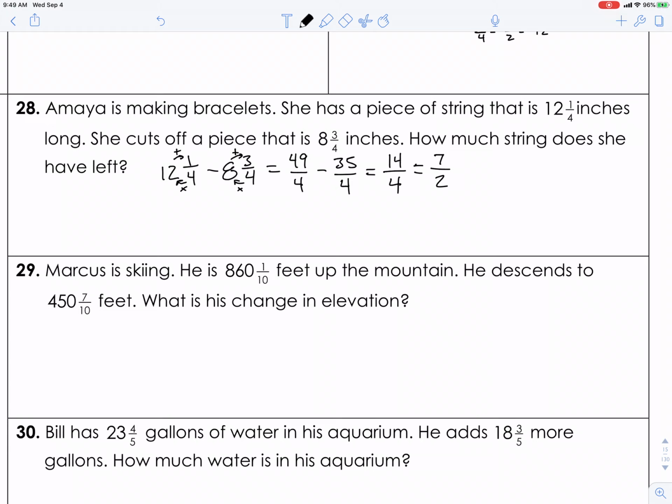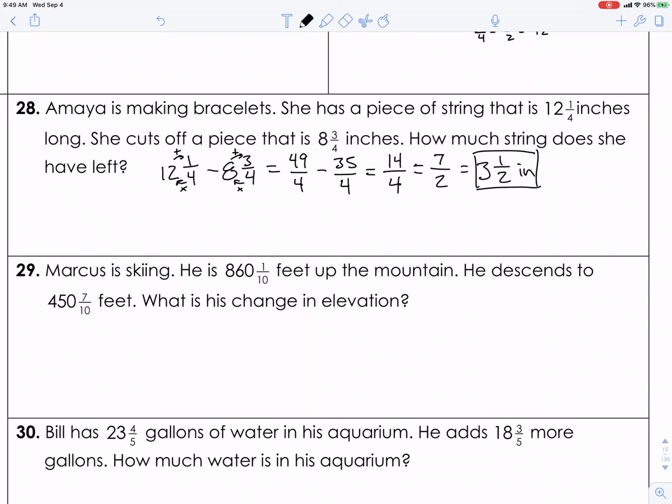Well, I want to see how many times does 2 go into 7? Well, 2 goes into 7 3 times. 2 times 3 is 6. That leaves 1 left over. So if she had 12 1/4 inches of string, and she subtracted 8 3/4, she should have 3.5 inches of string left. I'm going to put inches. Okay?